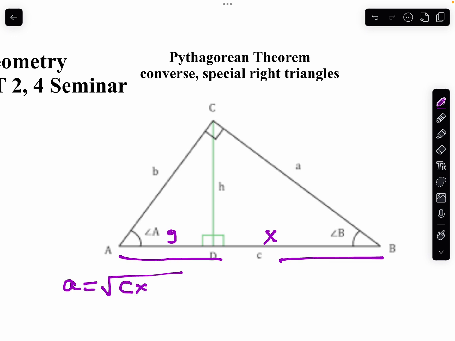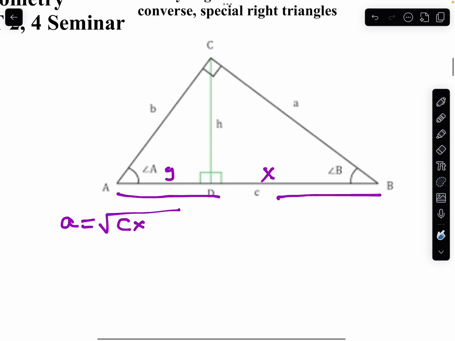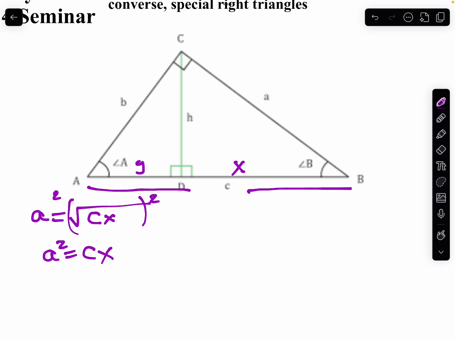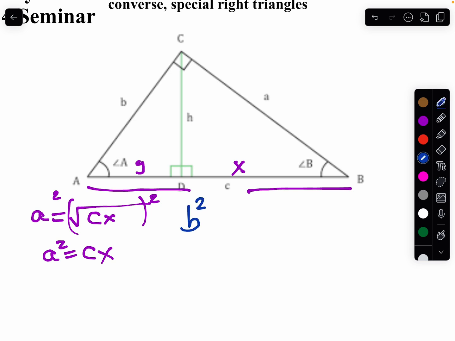times X. Now what we're going to do here, I don't know what these are, so I'm going to get rid of my square root. I don't like that square root. So I'm going to square both sides. So in other words, A squared equals CX. I'm going to do the same thing for B. Instead of saying square root, I'm going to say B squared equals my entire hypotenuse, which is C, times the part that's adjacent to B, which is Y.